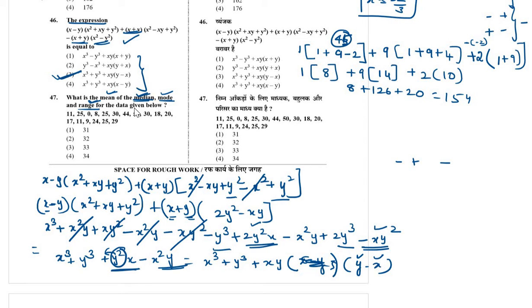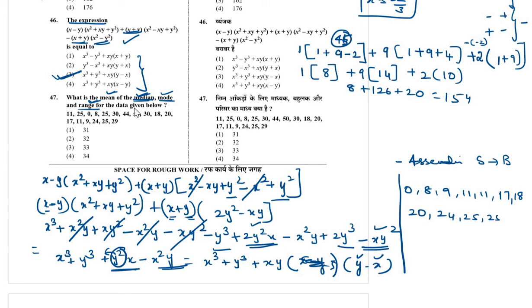So for finding the median, we have to write the numbers in ascending order. That is important. So first write the numbers in ascending order. What is ascending order? Smallest to big. Collect the numbers from small to big: 0, 8, 9, 11, 11, 17, 18, 20, 24, 25, 25, 25, 29, 30, 30, 44, 50. So I am arranging them in ascending order.